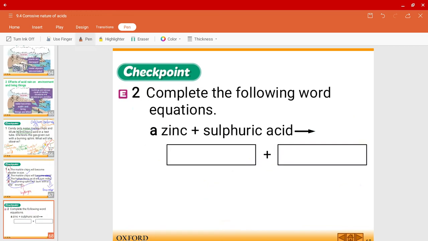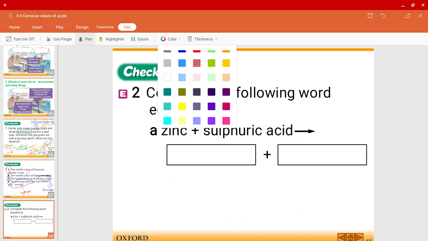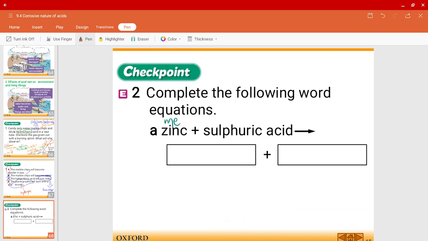All right, let's see question 2. Complete the following word equations. Oh, we have word equations. All right. A, zinc plus sulfuric acid. Oh, so zinc is a metal. Sulfuric acid is an acid. What will you get? The word equation for this is metal plus acid. You would get a salt plus water.